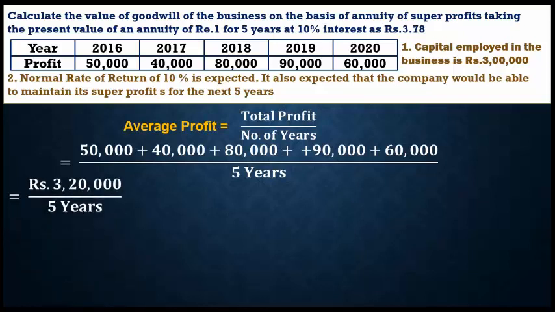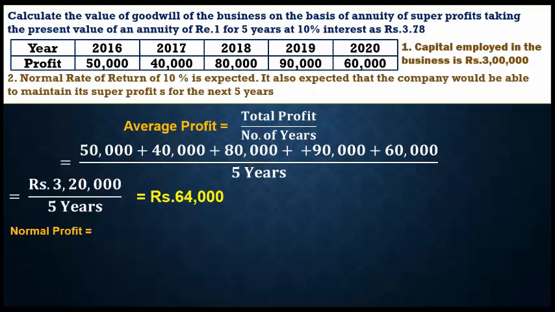Okay, now the total profit for 5 years is rupees 3,20,000. The total profit for 5 years rupees 3,20,000 divided by 5 years. What is the average profit? 3,20,000 divided by 5. What is the answer? Rupees 64,000.